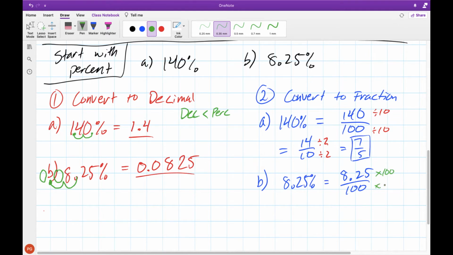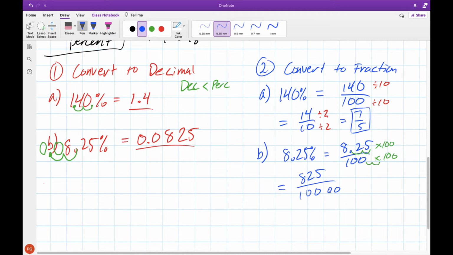So we got to do the same thing to the bottom, otherwise the value of our fraction is going to change. So multiplying by 100, that moves our decimal place back by 2. Same thing here, it would move it back by 2. And we would get this as our fraction.